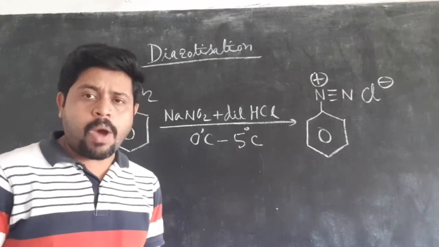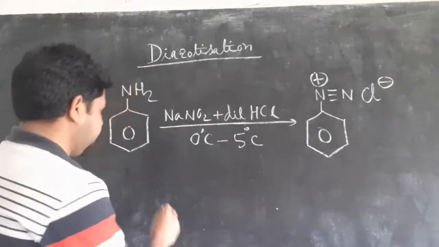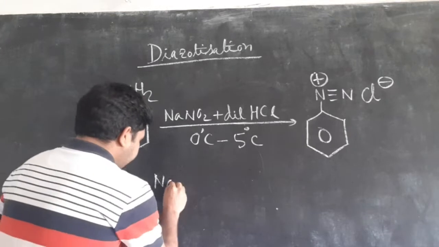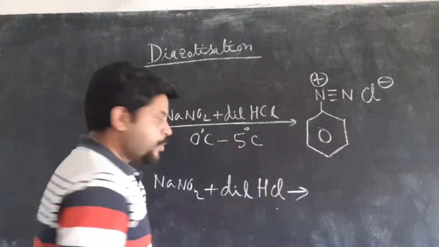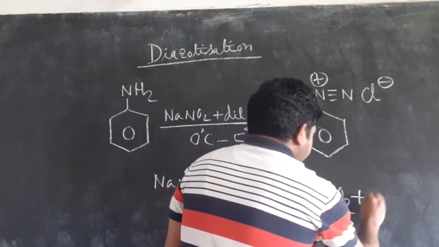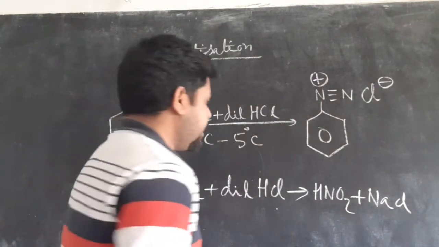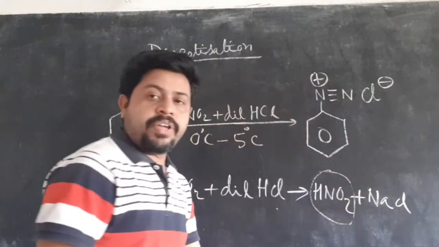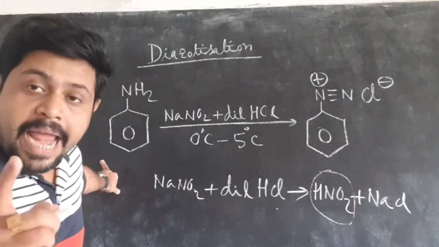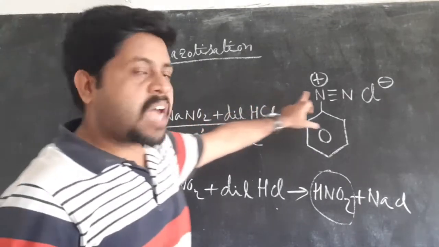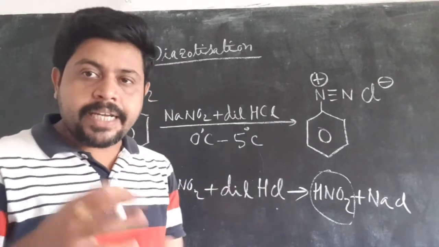Now I am going to explain one more thing. In this reaction, the main reagent is nitrous acid. When I use NaNO2 and dilute HCl, we get HNO2 and NaCl, sodium chloride. This nitrous acid is the main reagent for the reaction. It reacts with the primary aromatic amine to form our desired benzene diazonium chloride salt. Later I will explain the mechanism, then it will be clear to you.